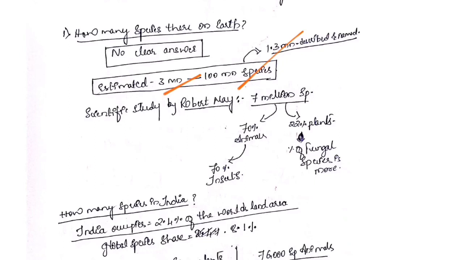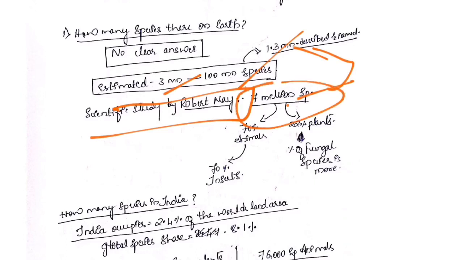But a scientific study has been conducted by Robert May. He says that about 7 million species are estimated, out of which 1.3 million species have been described and named, identified and classified. Out of 7 million, only 1.3 million.